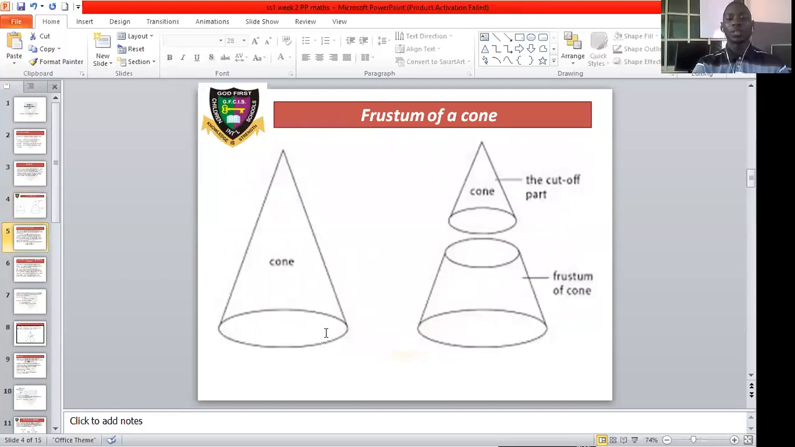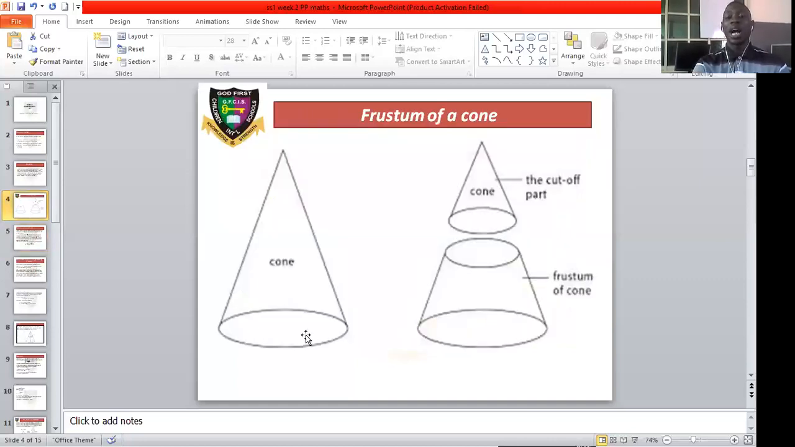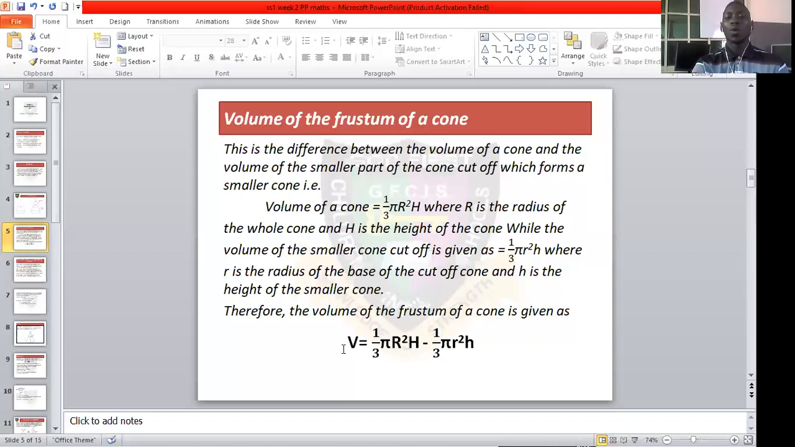So we have the difference to be V equals 1/3 pi capital letter R square, to indicate the radius. Capital letter R indicates the radius of the whole cone, the base cone, and the smaller r represents the radius of the smaller cone. So we have V equals 1/3 pi capital R square H, minus 1/3 pi r square h.